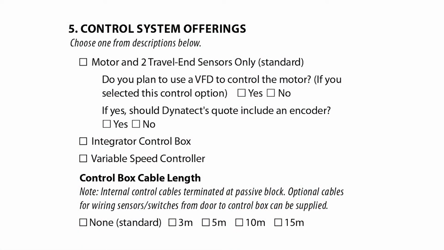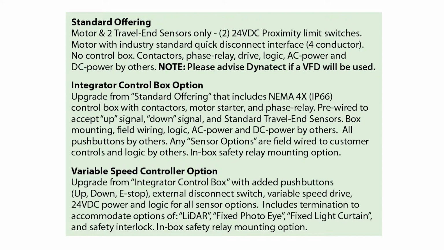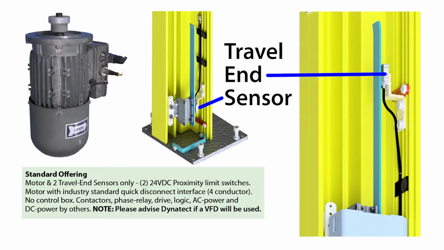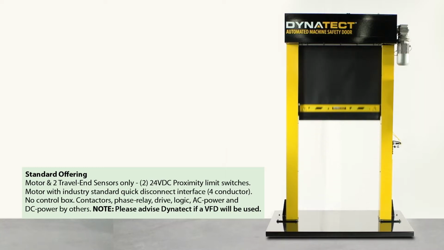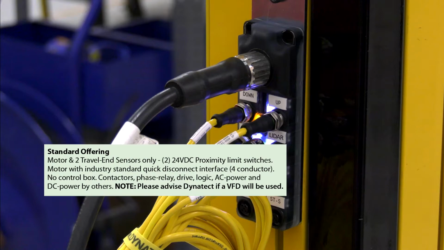In Section 5, you select your control system. If you choose our standard offering, be sure to let us know if you'll be using a variable frequency drive. If so, let us know if Dynatect's quote should include an encoder. The standard offering includes the motor and 2 travel end sensors. No control box is provided. Logic, AC power, and DC power are provided by the customer. All sensors and switch wiring are field connected to a passive block.